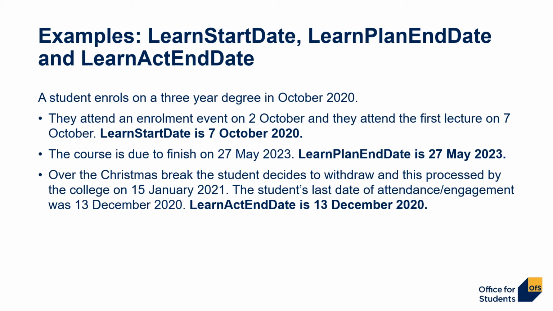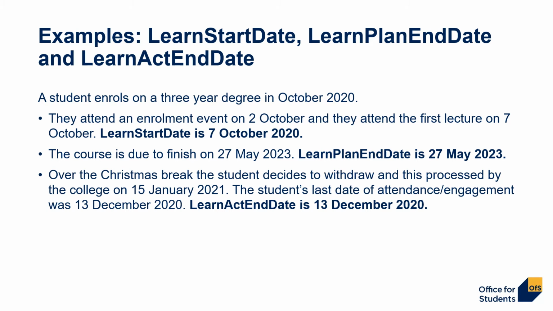Okay, another example here. So a student enrolls on a 3-year degree in October 2020. They attend an enrolment event on the 2nd of October and they attend their first lecture on the 7th. The LearnStartDate, as with all the others, is the 7th of October because that's when the program officially starts and they turned up. The course is due to finish on the 27th of May 2023, so that's their LearnPlanEndDate.